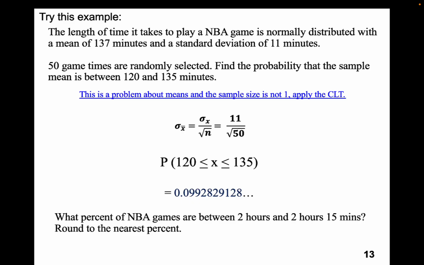Asked, what percent of NBA games are between 2 hours and 2 hours and 15 minutes? That's 120 minutes and 135 minutes, by the way. And we're asked to round to the nearest percent. So that would be right here. We take this 0.099, move that decimal twice, same thing as multiplying by 100, and then round to the nearest percent, which would be 10%. So it turns out about 10% of NBA games are between 2 hours and 2 hours and 15 minutes.